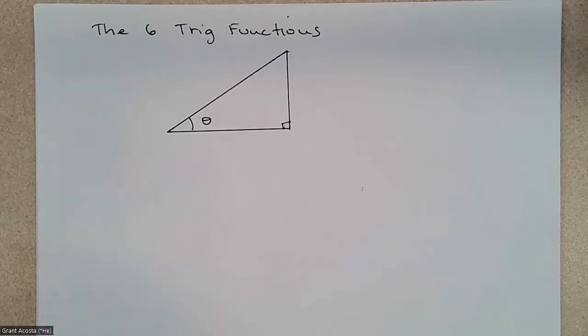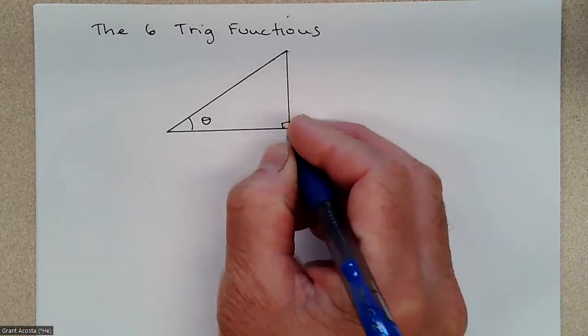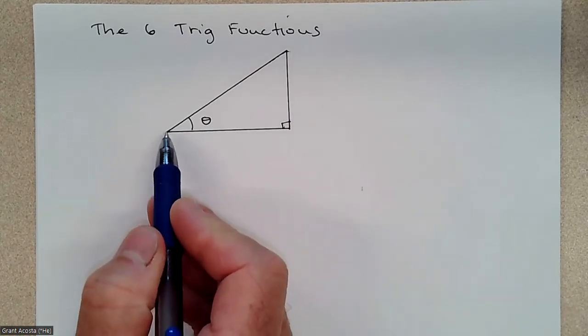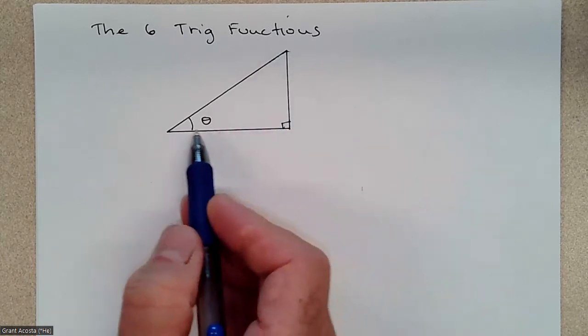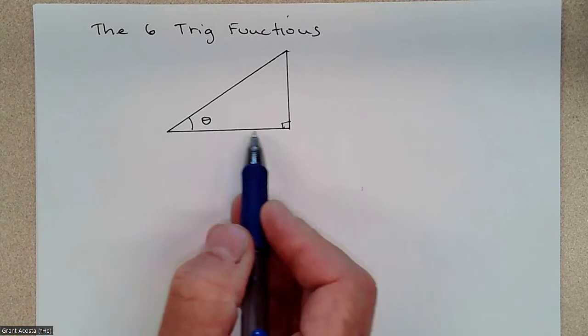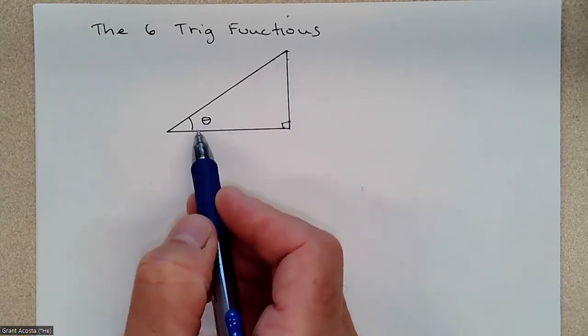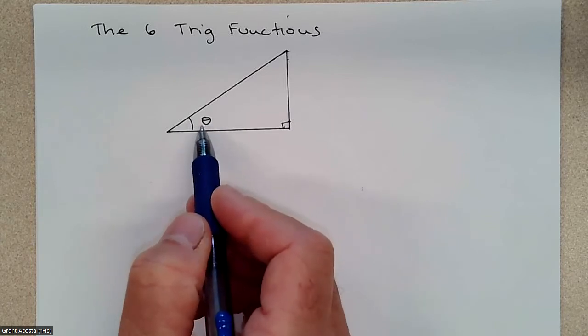Okay, in this video, I'd like to introduce you to the 6 trig functions now that we've talked about angles in the previous video. The trig functions are related to sides of a triangle, in particular a right triangle, which has to have a right angle. And if you have a right angle, then you have 2 other angles. So let's say this is the angle we're going to work with, which we'll call theta.